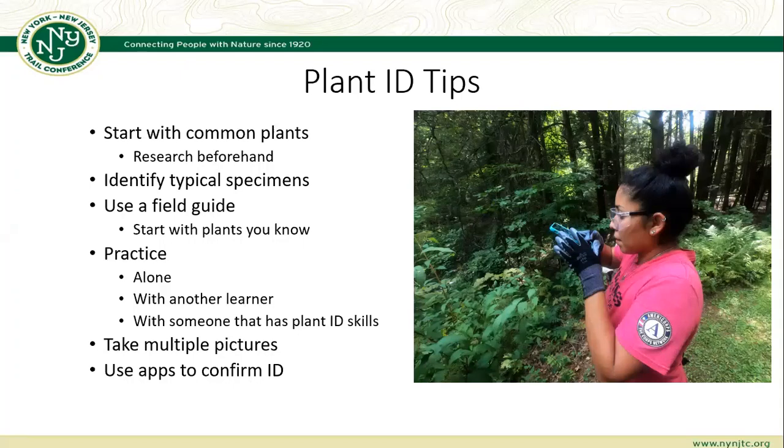And so another tip is to take multiple pictures. If you're unsure of the ID of something and you want help, don't just take one picture 10 feet away. It's a little bit blurry. If you showed me that picture, I probably wouldn't be able to identify it for you. You really need to get in there close and take pictures of the leaves. Try and get both the top and the bottom of the leaf. Take pictures of the bark and what the buds look like, the flowers. Everything that you can get a picture of will help with identification.